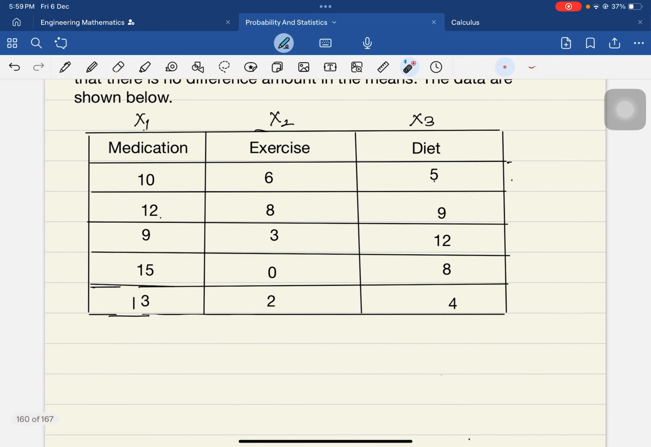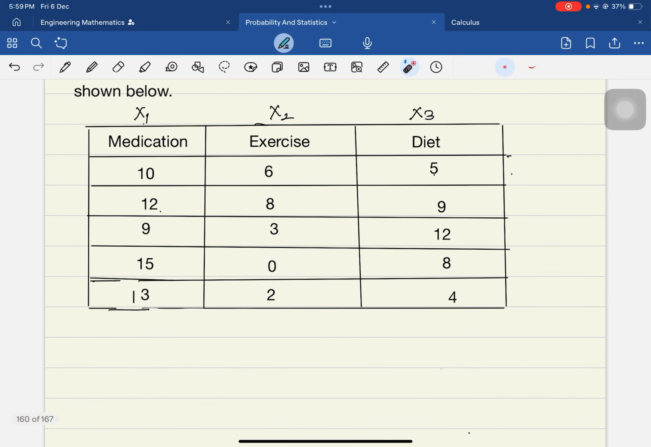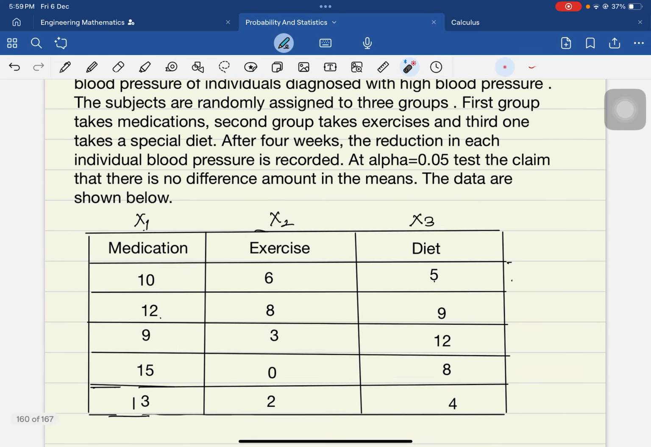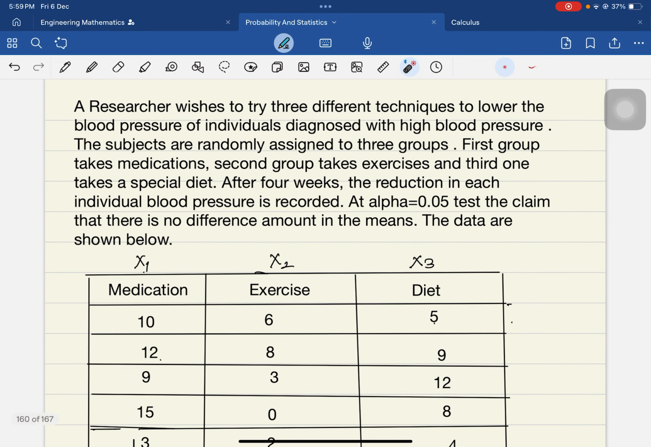There are 10 people under medication. There are 10 observations under medication: 12, 9, 15, 13, and then 6, 8, like that the data is given. This is how the blood pressure changed over the 4 weeks. After that, this is the reduction they have recorded.